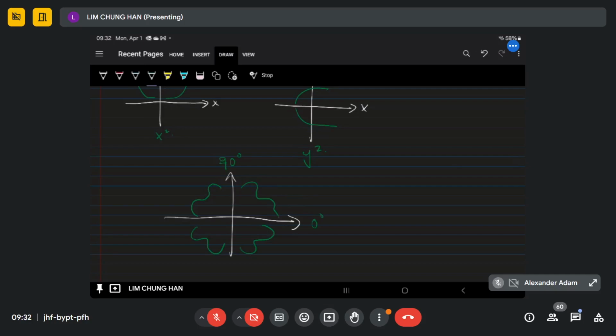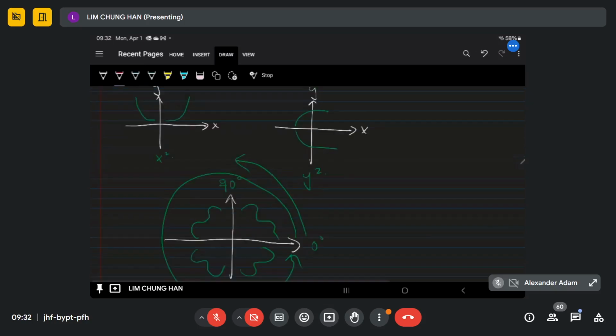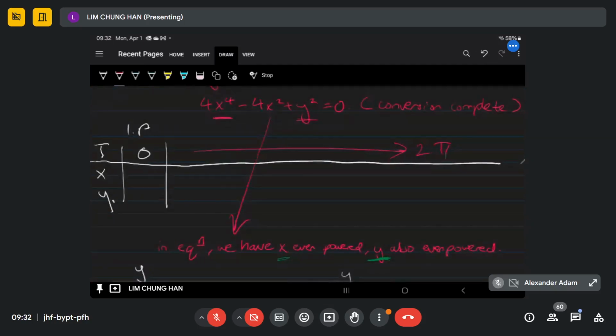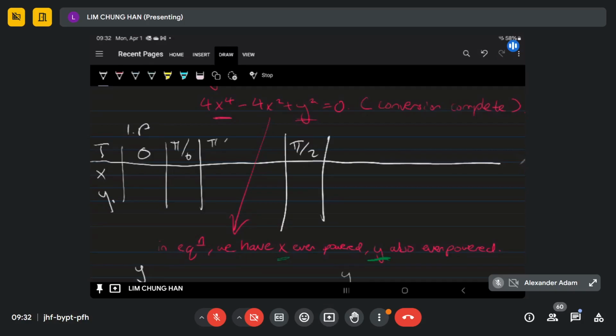So the reason why this rule will help you save time is, instead of plotting 0 to 360 degrees, you only have to plot 0 to 90 degrees. Go back to the table. That is a lot less work. 90 degrees is pi over 2. You choose some more points in the middle, maybe pi over 6, pi over 4, pi over 3, then pi over 2.